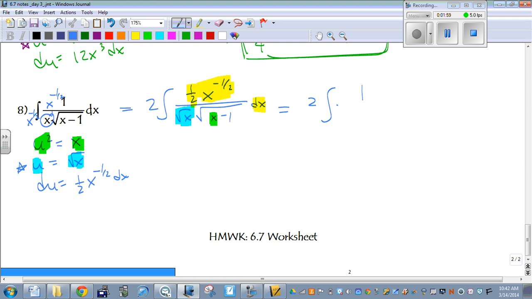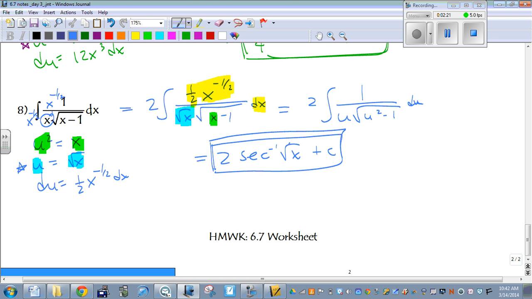We're left with 1 on top. And on the bottom, square root of x is our u, x is our u squared. We get our formula for inverse secant. The antiderivative of this is going to be inverse secant, so we have 2 times the inverse secant of square root of x plus c.